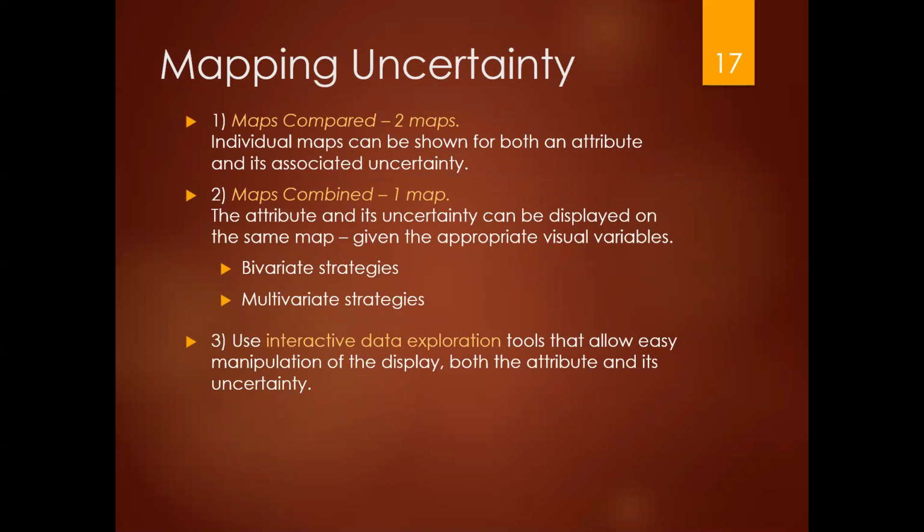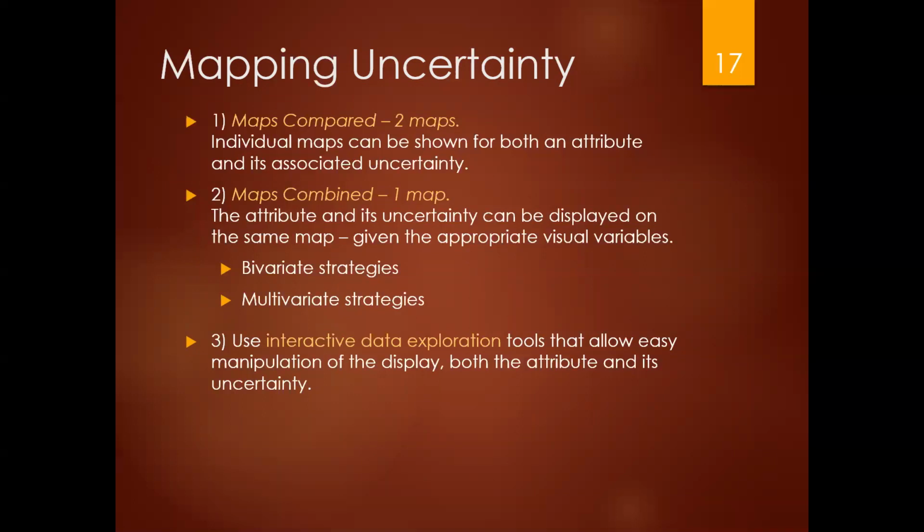So we can use the maps compared method, two maps or even more maps. One map for the variable you're interested in, another map or even more maps for uncertainties of the first map, right? Or you can use a more complex method. It's called maps combined, which means the variable you're interested in and the uncertainty of this variable are both portrayed in one map.